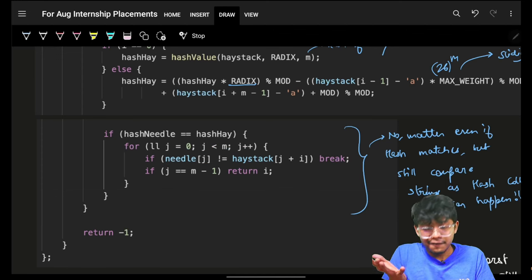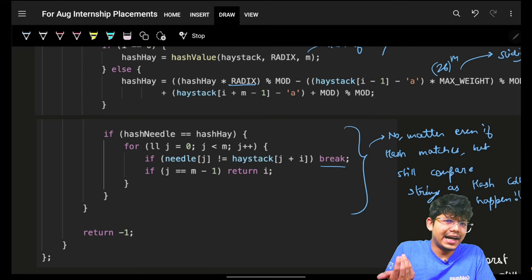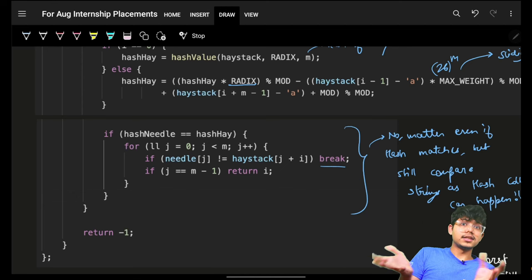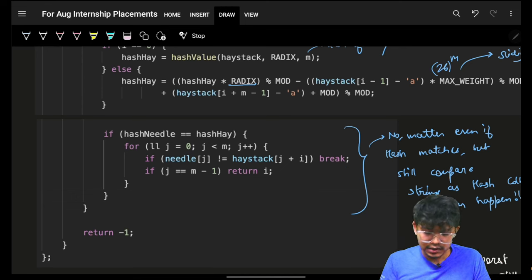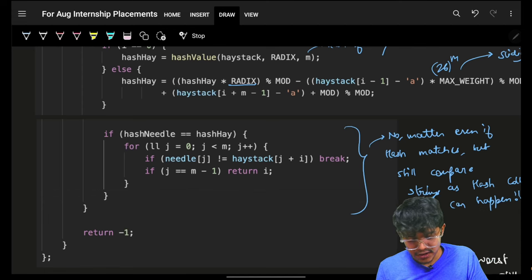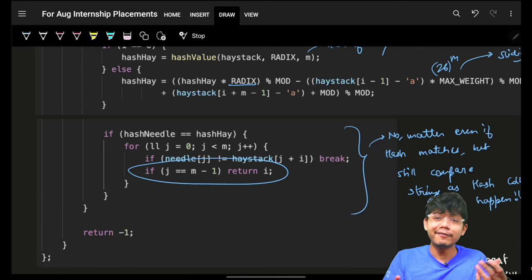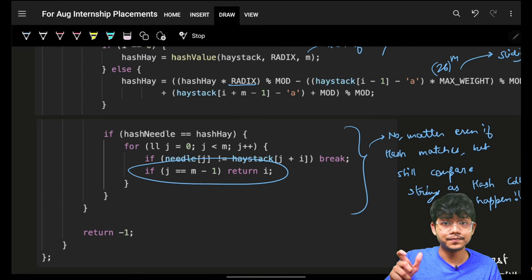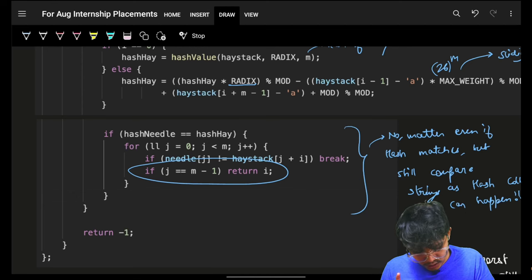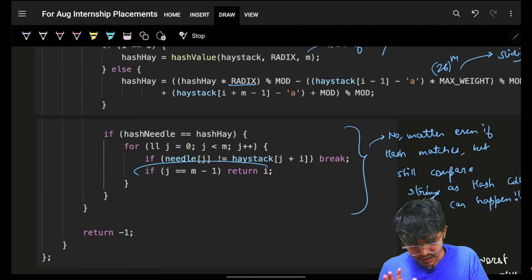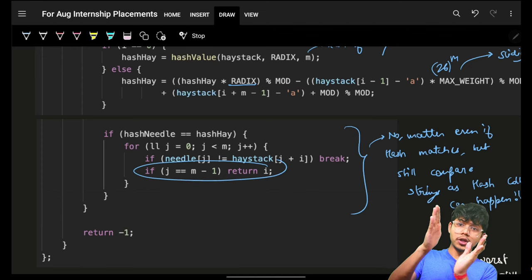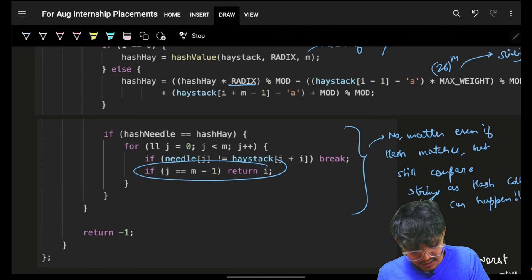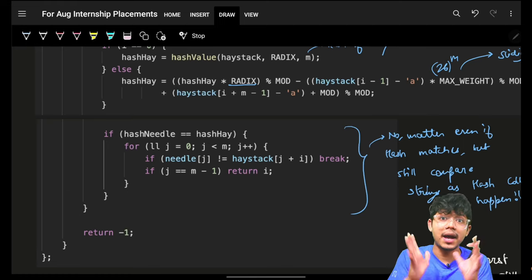If the characters are actually matching, then you have got the match. Simply return. So I know that if both things are actually matching, simply return that specific index, because that's the first occurrence of our match.